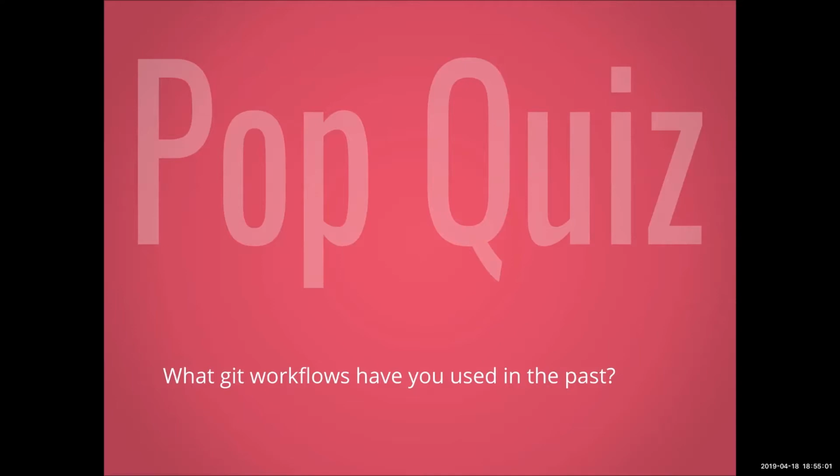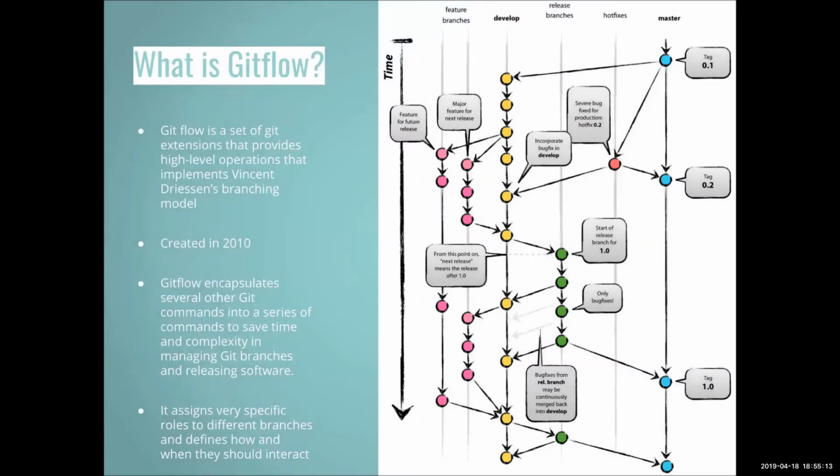Another example of a workflow is Git flow, and so that's what this introduction is talking about. So again, we're going to try to do the what, why, and when of Git flow. So what is Git flow? Git flow is a set of Git extensions that provides high-level operations that implements Vincent Dreisen's branching model. Vincent Dreisen created this workflow in 2010.